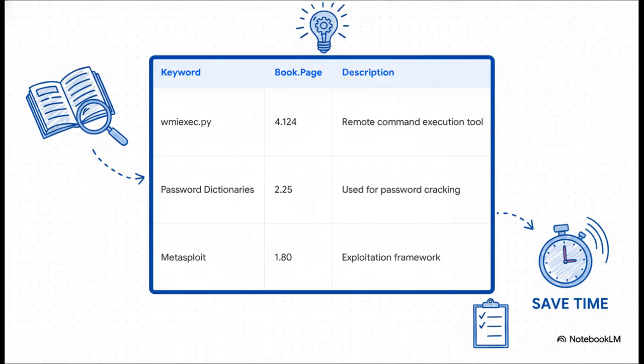That's it. And your spreadsheet should be super simple. This is your raw data. You really just need a column for the keyword, the book and page number, super important, and a short description. You can see with these examples, like for wmixsec.py or password dictionaries, the goal is just to be clear, concise, and easy to find later.